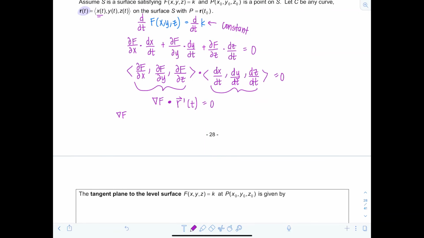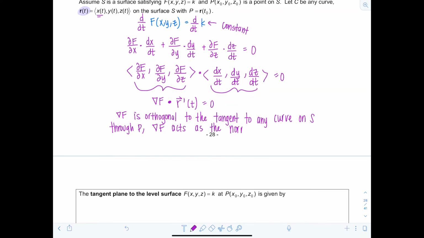So this tells me that the gradient of f is orthogonal to the tangent, right? R prime would be tangent to any curve on S that goes through P. So basically the gradient of f acts as the normal vector to our tangent.